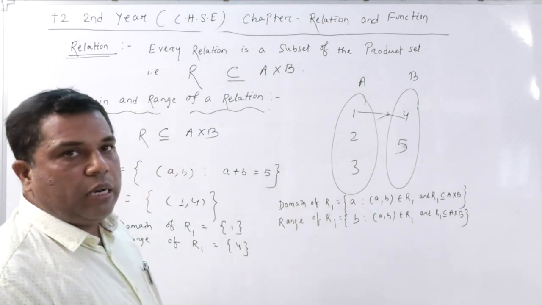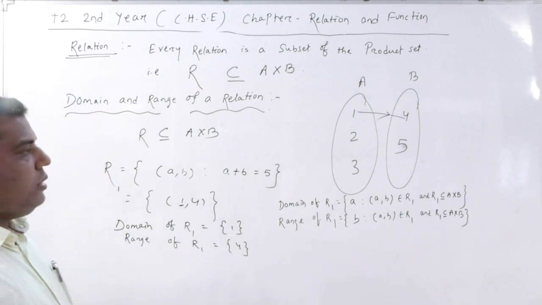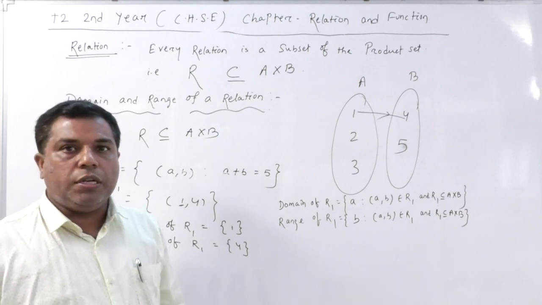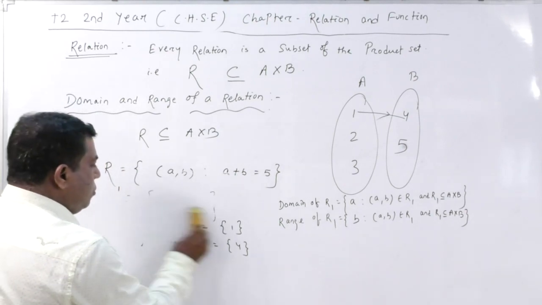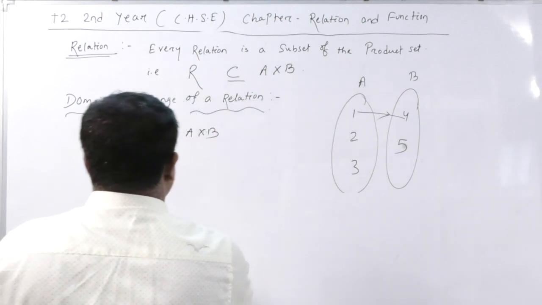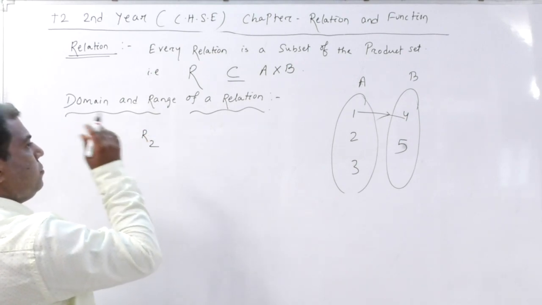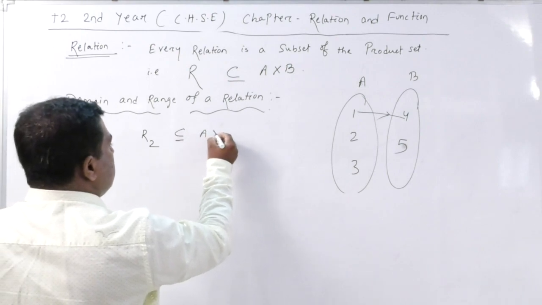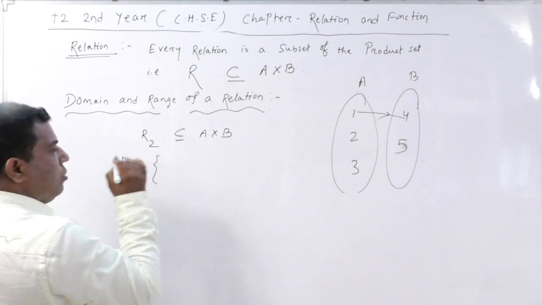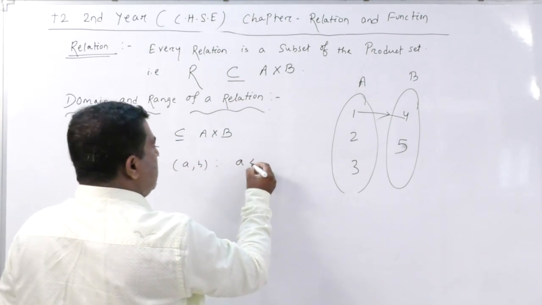We have written both the domain and range of R1. For any relation we can state the domain and range. Now another example: I am taking another relation R2, which is a subset of A cross B, and suppose R2 consists of the ordered pairs (a, b) such that a is less than or equal to b.